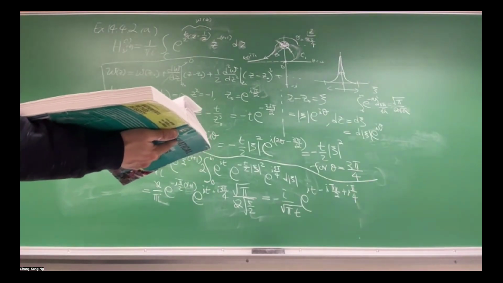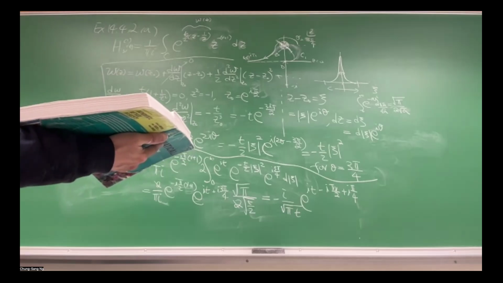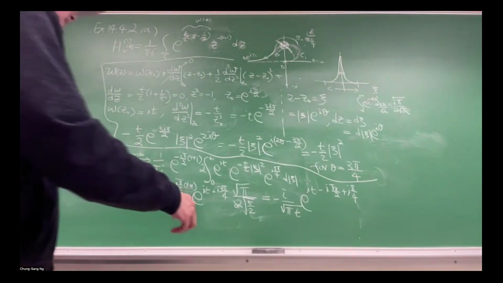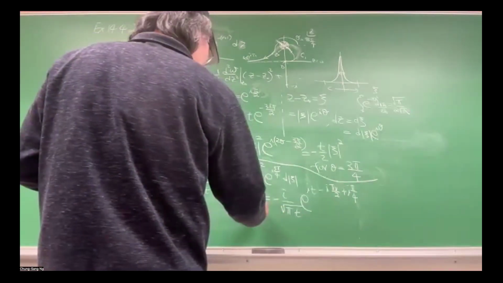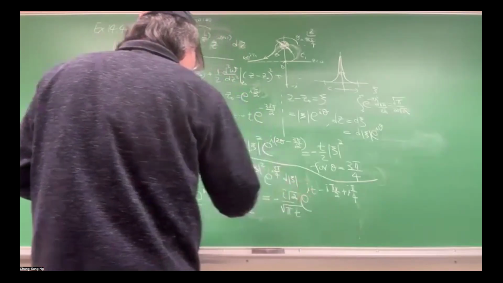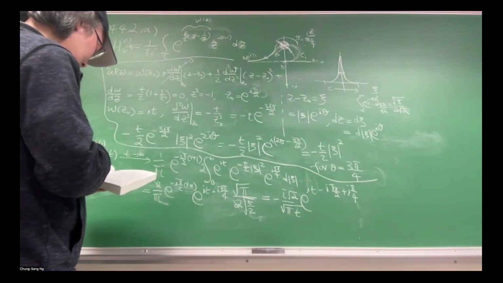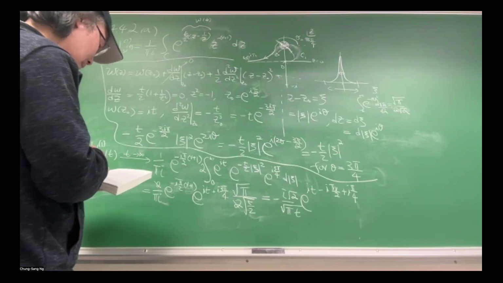Let me look at it. What the textbook got? Oh yeah, I'm missing this. There's a square root of 2 here, in the denominator is a square root of 2. The textbook got square root of 2 pi I.